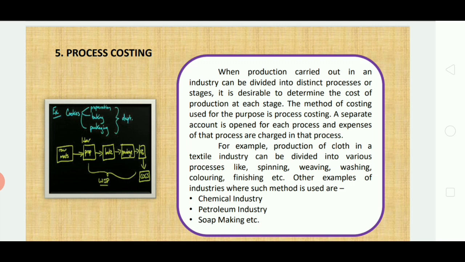Other examples of industries where such method is used are chemical industry, then petroleum industry, soap making, etc. You know that in the petroleum industry, it needs to pass through different processes, and from every process you are getting certain products like diesel, petrol, kerosene, etc. Right? So in short, if you are manufacturing any product which needs to pass through different processes, at that time the method of costing you need to use is process costing.